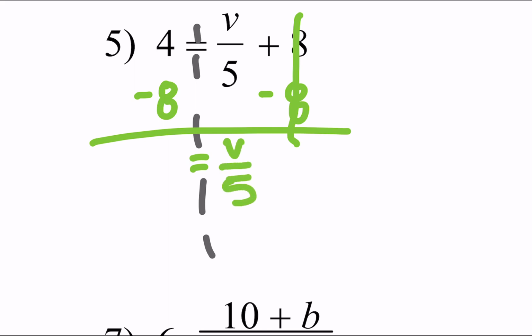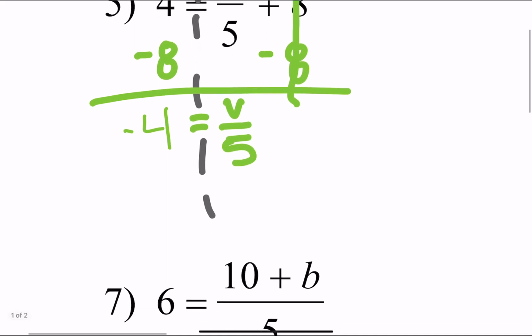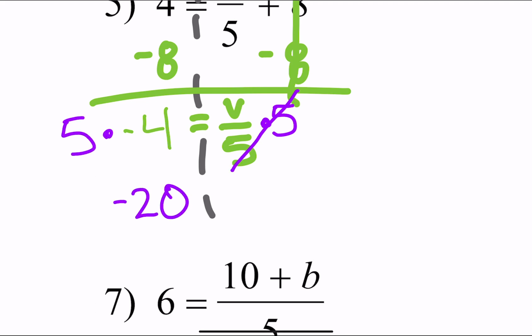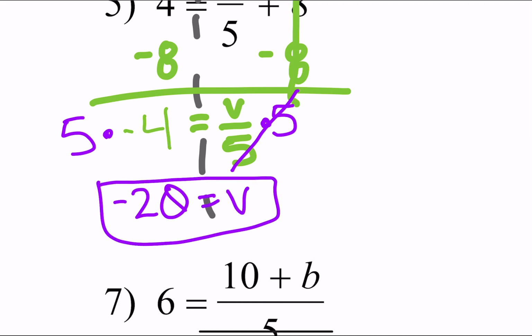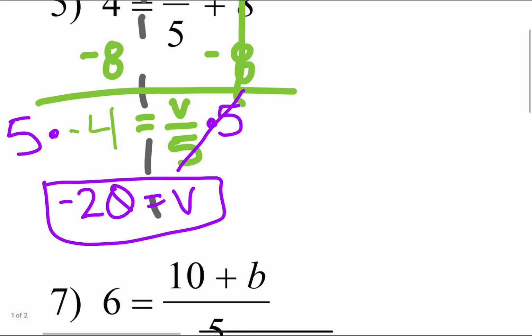4 minus 8 gives us a negative 4. Now our v is still not by itself, right? It's still got a fraction bar 5 here, which means divide by 5. So once more we'll do the opposite. We'll multiply by 5 on both sides. 5 times negative 4 is negative 20. And we have v by itself. So v is equal to negative 20.